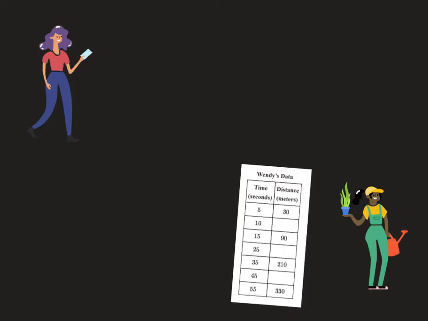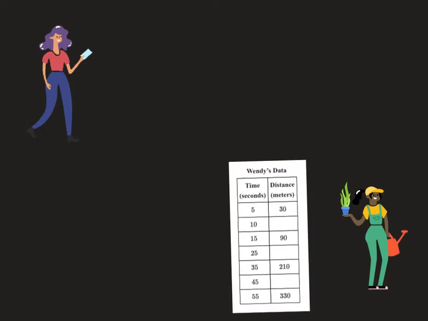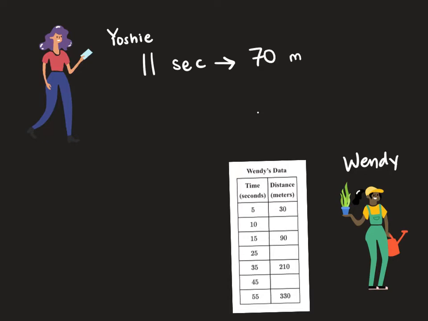On this day, they actually kind of want to compare who's been keeping up with their workout routine more, who's running faster. So we've got Wendy over here, and we've got an incomplete table of her run times and distances. And then we've got Yoshi over here, and we know that in 11 seconds, she can run 70 meters.